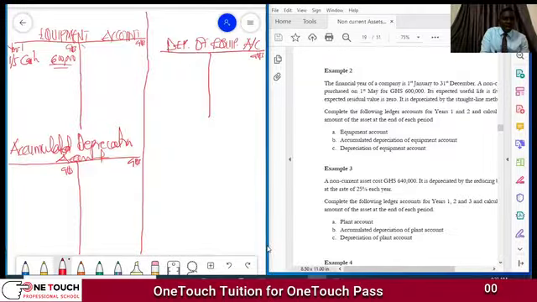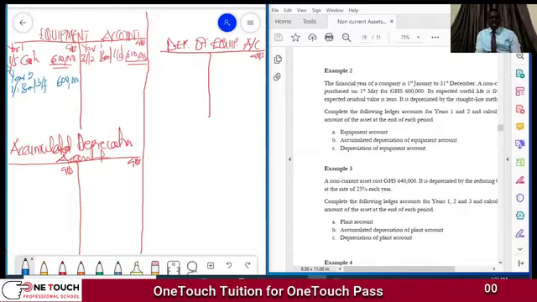Now at the end of year 1, that is 31st December, we have balance carried down 600,000. Okay, so we come to year 2. On the 1st of January, we say balance brought down 600,000. Good. Now at the end of the year, we must charge what? Depreciation.